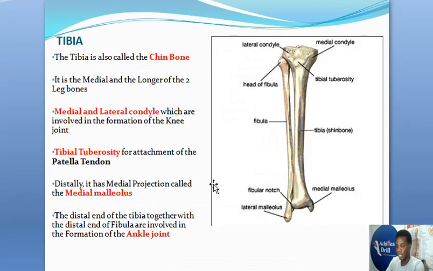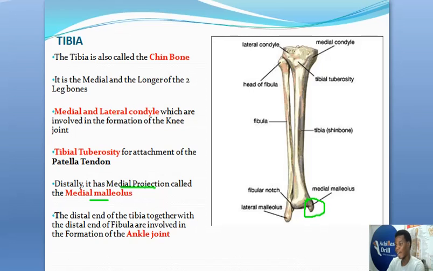Okay, let's say other things about the tibia. Understand that distally, the tibia has a medial projection called the medial malleolus. Can you try and move down to your ankle and feel this protuberance? Palpate that protuberance on the medial edge of your ankle. I'm sure you will feel that bony structure right there on the medial end. That is the medial malleolus.